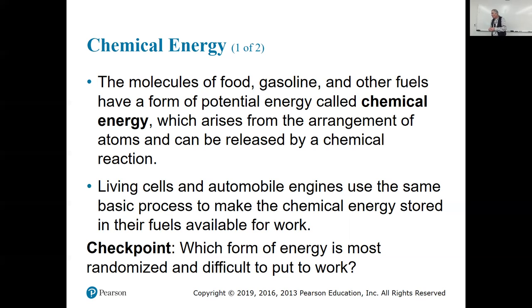Okay, which form of energy is most randomized and difficult to put to work? I already mentioned it. Heat. There are some human machines that can use heat to do work, like a steam engine. But heat cannot be used by living things to do work. It's like waste energy.